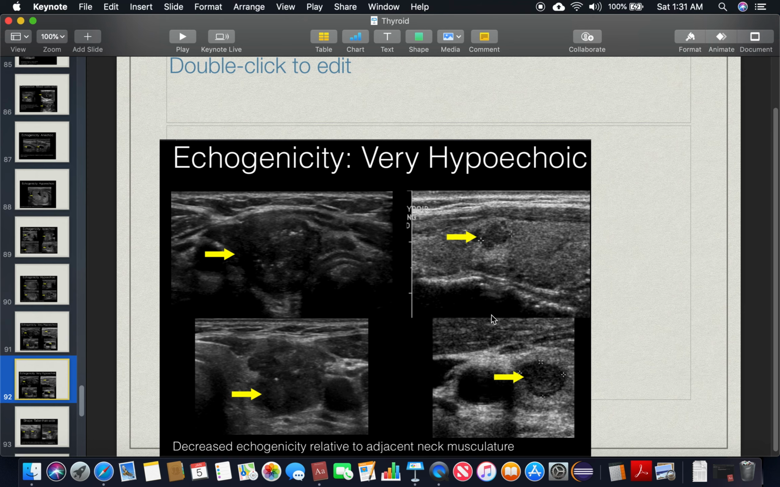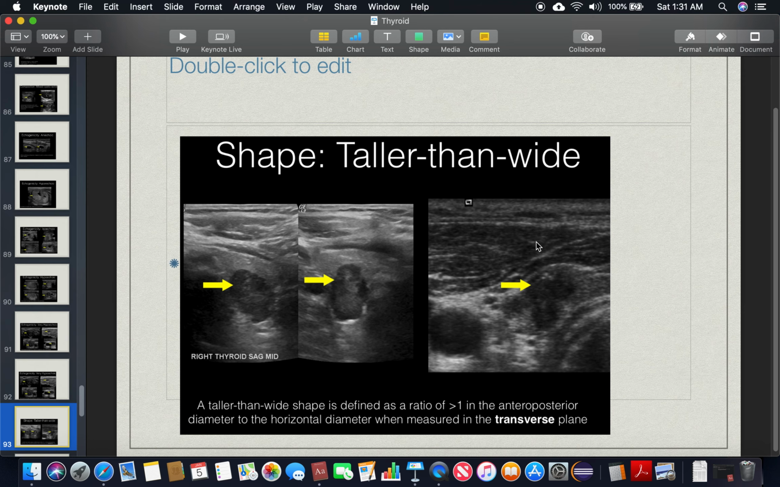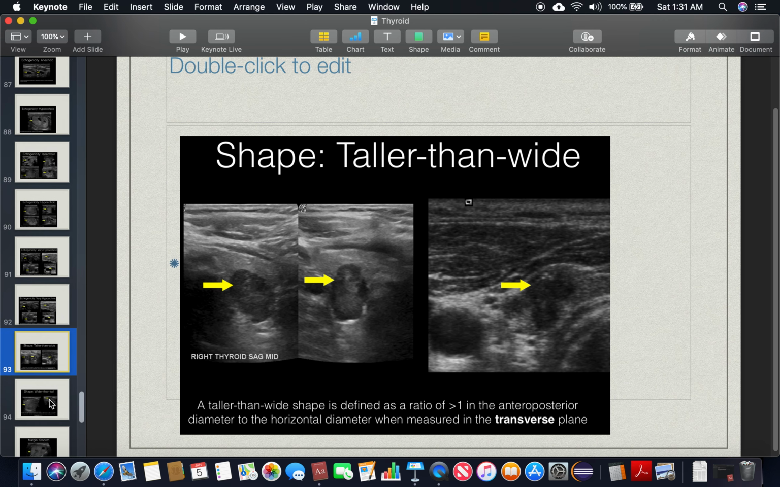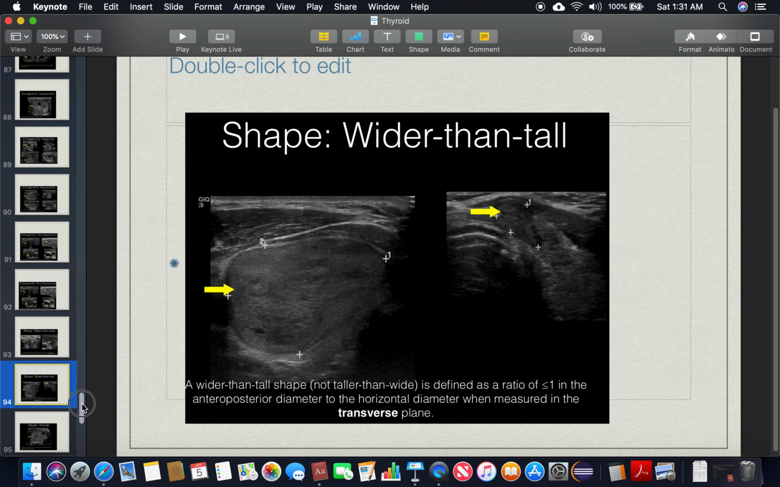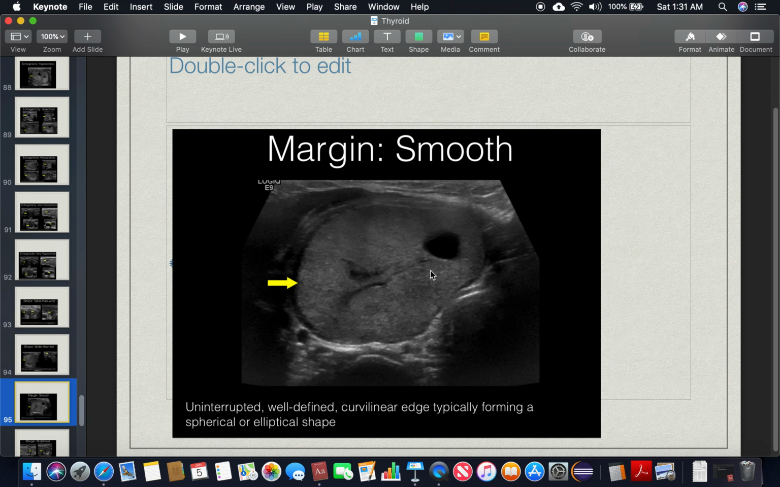All right, next is taller than wide. Here is an example. This is tall, this is the width, so this is taller than the width. Obviously a suspicious finding for malignancy. This is wider. See, this is the width, this is the height. So this is likely to be benign, but at least not a suspicious finding. The margins here are smooth, very nice margins.